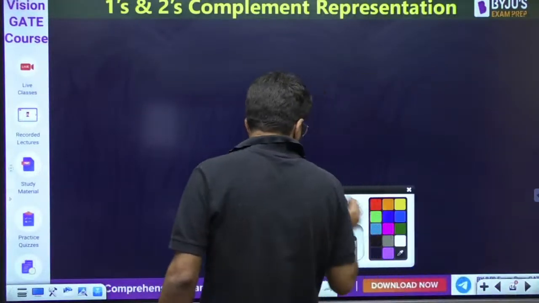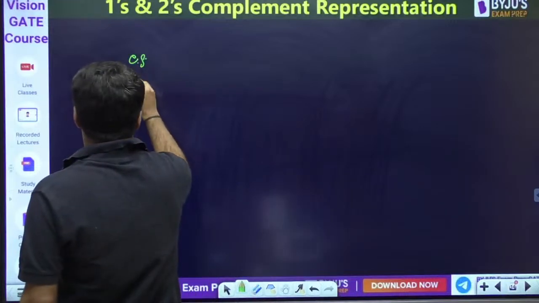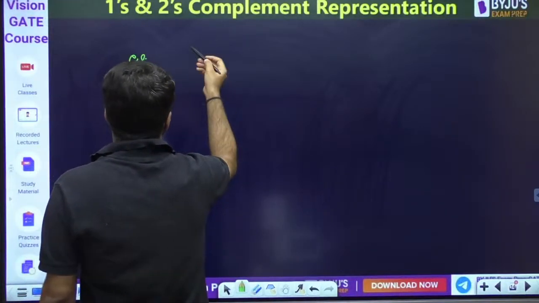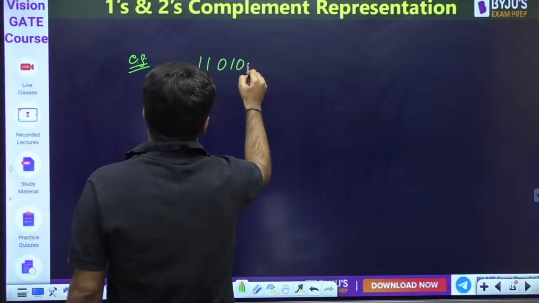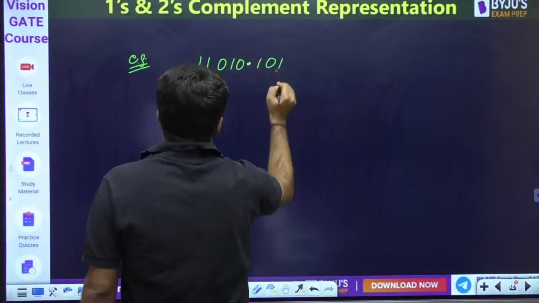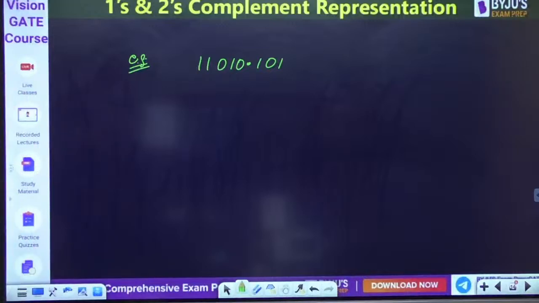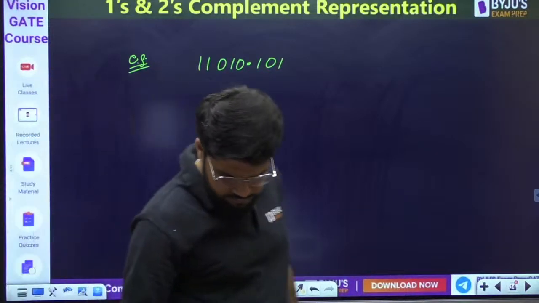Now let's take the next example. Suppose I give you a fractional part also: 1 0 1 1 1 0 1 0 0.101. Come on everybody.